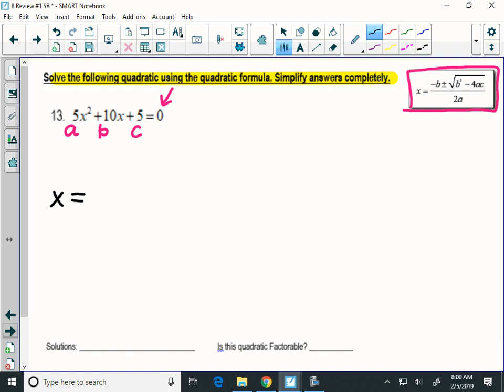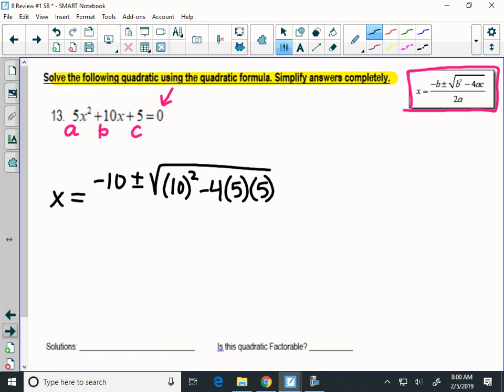So we start with x equals. Now we have the opposite of b. b is positive 10. The opposite of that is negative 10, plus or minus one giant square root. Now under the square root, we put 10 in parentheses, so b squared. Then it says minus 4 times a, which is 5, c, which is 5. And all of that, including the negative 10, goes over 2 times a.